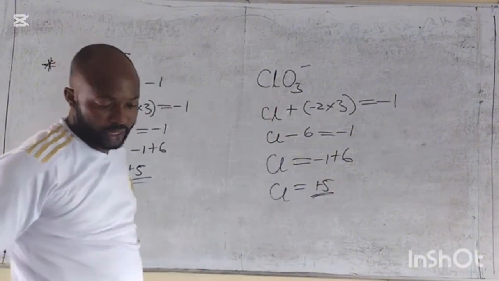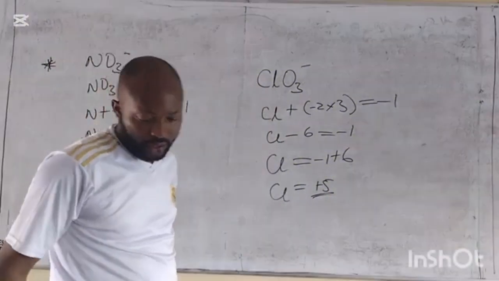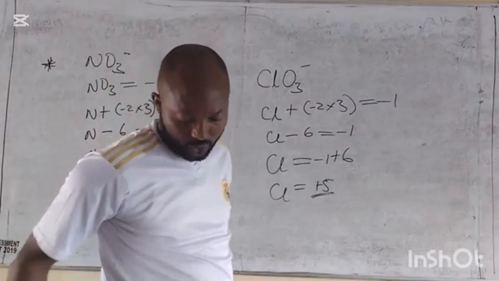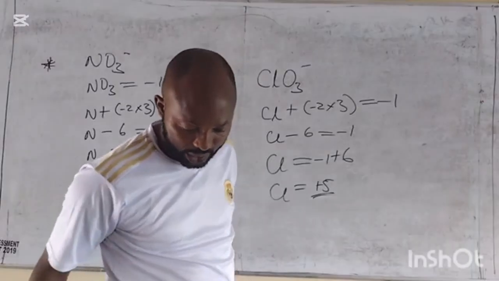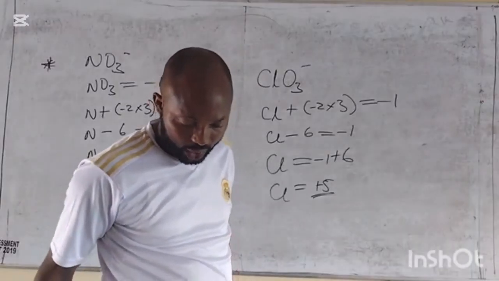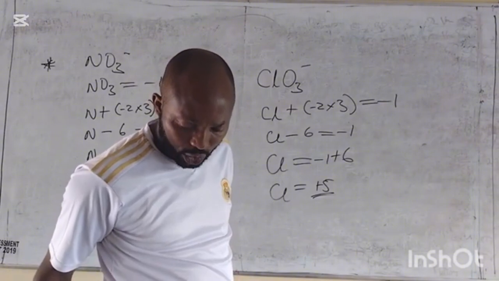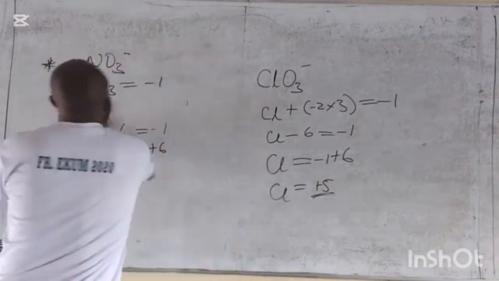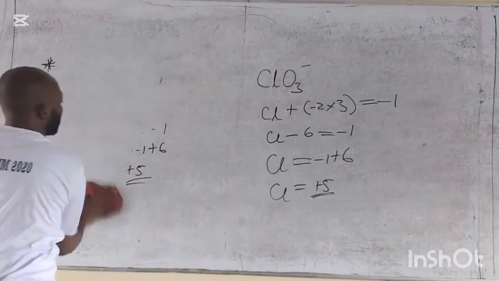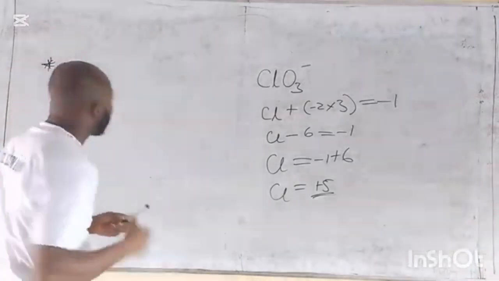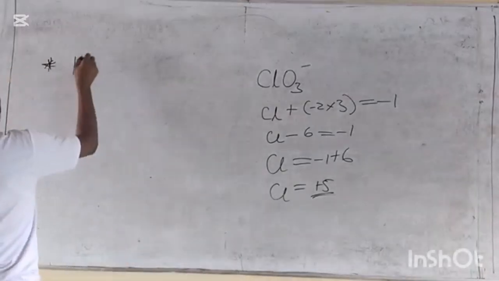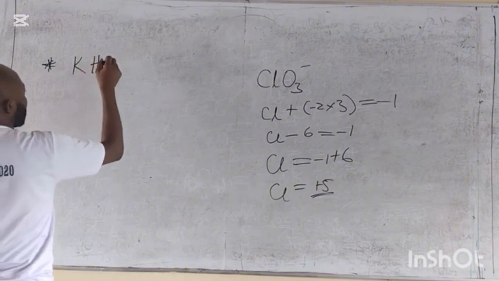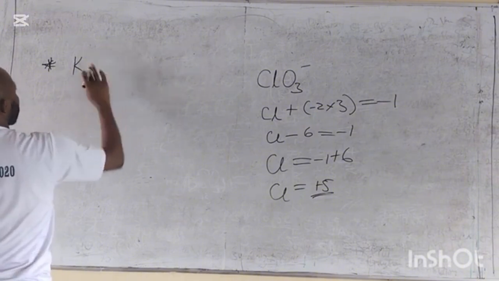Now, before we go into that question, let's take this other one. Calculate the oxidation number of sulfur in the following compound. Sulfur in this compound. KSH.